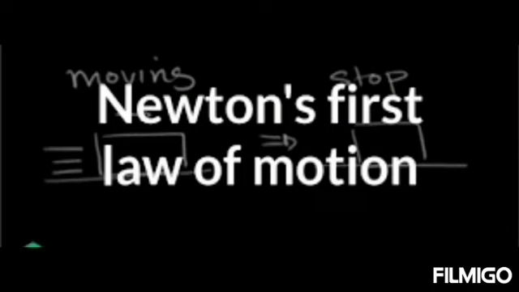First of all, we can see Newton's first law of motion. Every body continues to be in a state of rest or of uniform motion along a straight line unless it is acted upon by some external force. So this first law is otherwise known as the law of inertia.